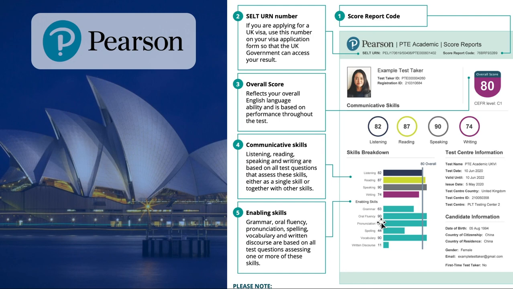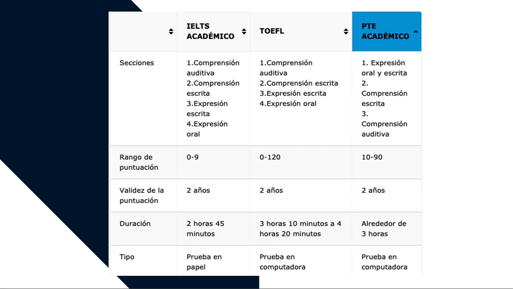In general terms, it is important to understand that the comparison between the PTE Academic and the IELTS is very similar. The main difference is that it is 100% evaluated by a computer and they give you a range from 10 to 90. As we can see, IELTS is from 0 to 9, a TOEFL is from 0 to 120, and as we mentioned, the PTE is from 10 to 90. All 3 exams have a validity of 2 years.